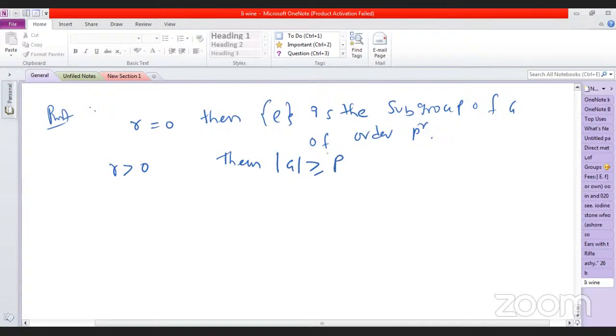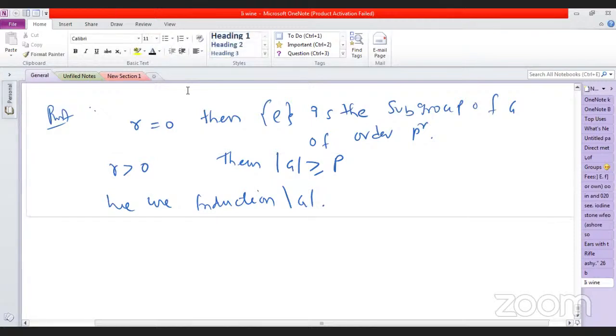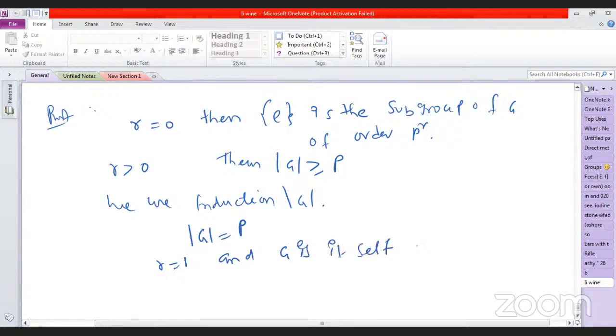So we use induction on the order of G. What is the meaning of induction? Induction on the order of G, that is, on G itself. So we can assume that the order of G is equal to P. Then R is equal to 1, and G itself is a subgroup of order P power R.